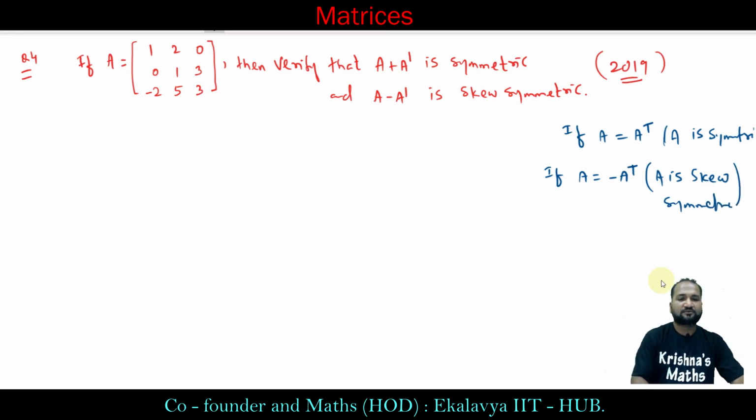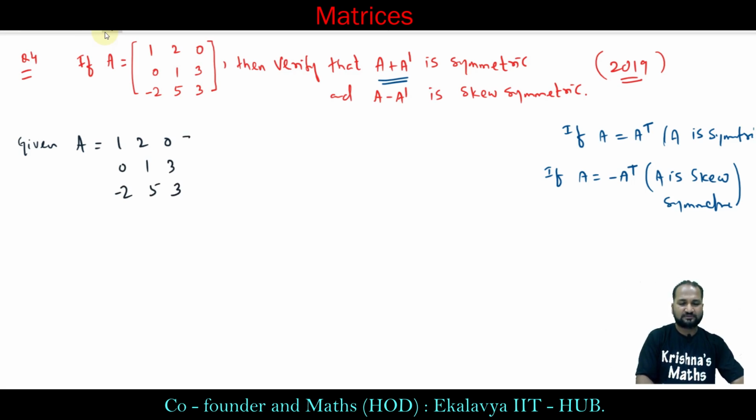Okay. Now look, fourth is verify A plus A transpose. Now look, given A is equal to 1 2 0 0 1 3 minus 2 5 and 3. Remember, for any square matrix, A plus A transpose is always symmetric and A minus A transpose is always skew symmetric. This is a property.